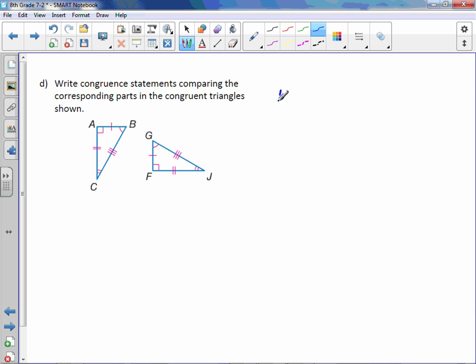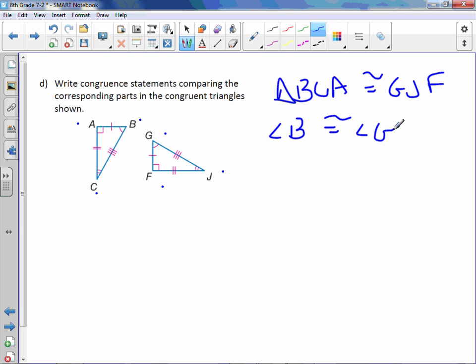Letter D. I'll start with the triangles. BCA is congruent to GJF. Angle B is congruent to angle G. Angle C is congruent to angle J. Angle A is congruent to angle F.